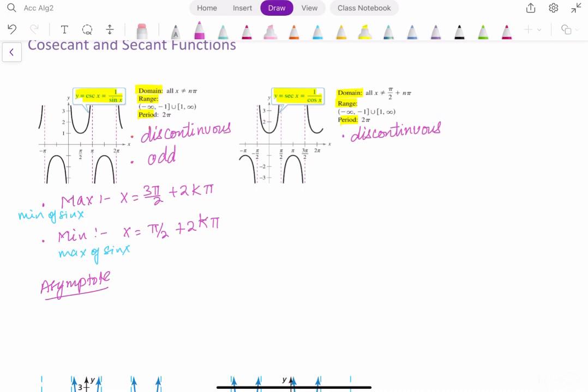Now when we talk about the asymptote for the cosecant function, remember it is a reciprocal of the sine function, right? So the asymptote will happen at k pi. This is the same as the x-intercept of the sine function, because sine and cosecant are reciprocals.